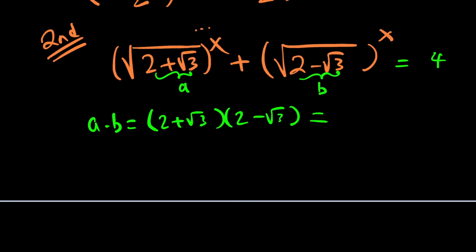And that's equal to, from difference of two squares, 1. You see why it's happening? Now this is a good thing because it means one of them is the reciprocal of the other. Beautiful, right? So we can safely say, okay, b can be written as 1 over a.